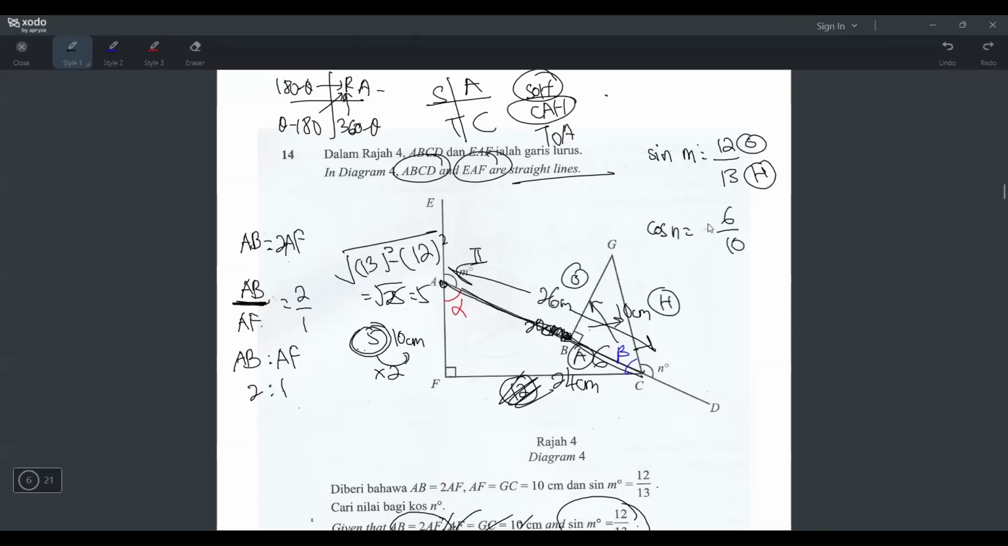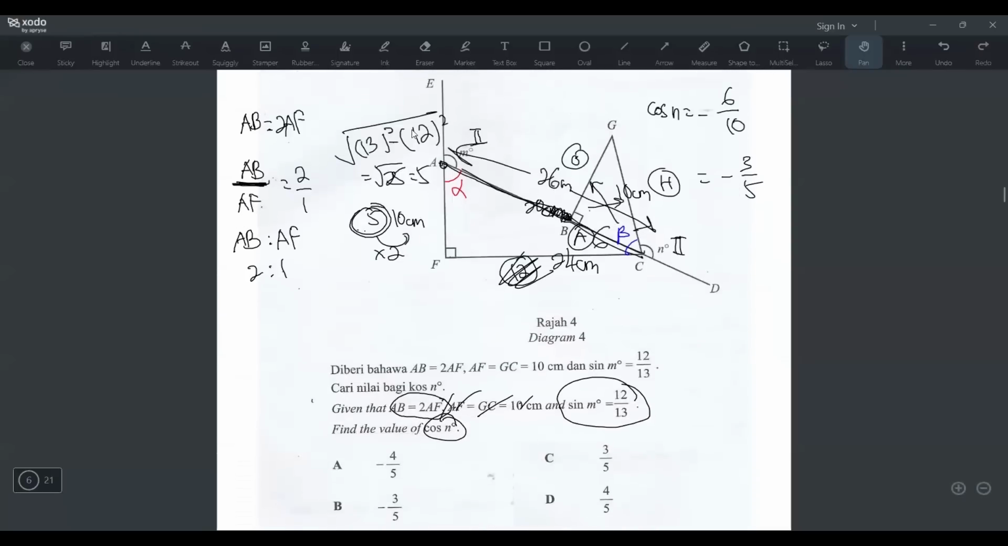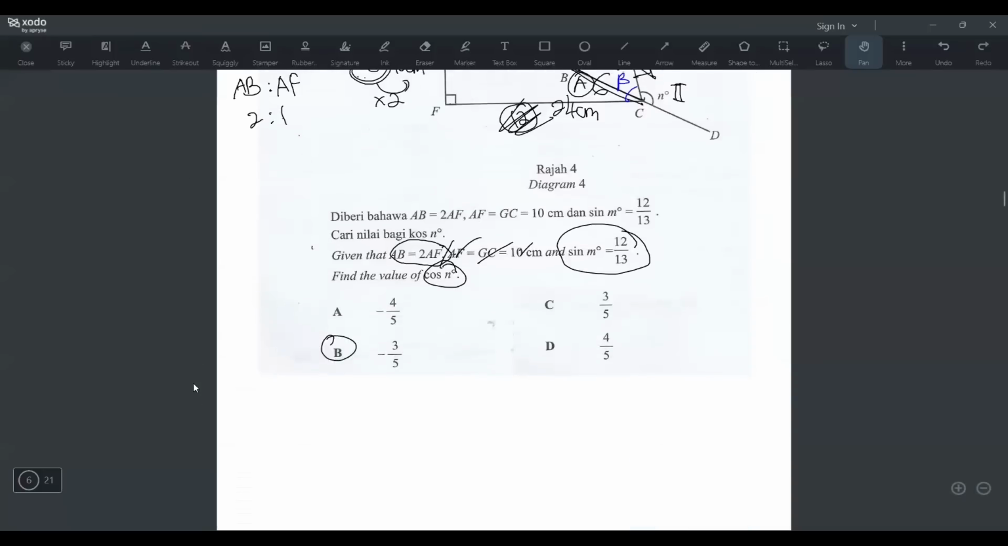Okay, now it's time to check whether it's positive or negative. We have to check which quadrant. So cos n is not quadrant 1, it's quadrant 2. Okay, quadrant 2. So if it's quadrant 2, which one is positive? Sin, right? But I'm doing cos now, so we have to put negative. That's why you get negative 3/5. Right? Okay, let's scroll down and see whether there is an answer. So there is. The answer is B. Alright? Okay, done.